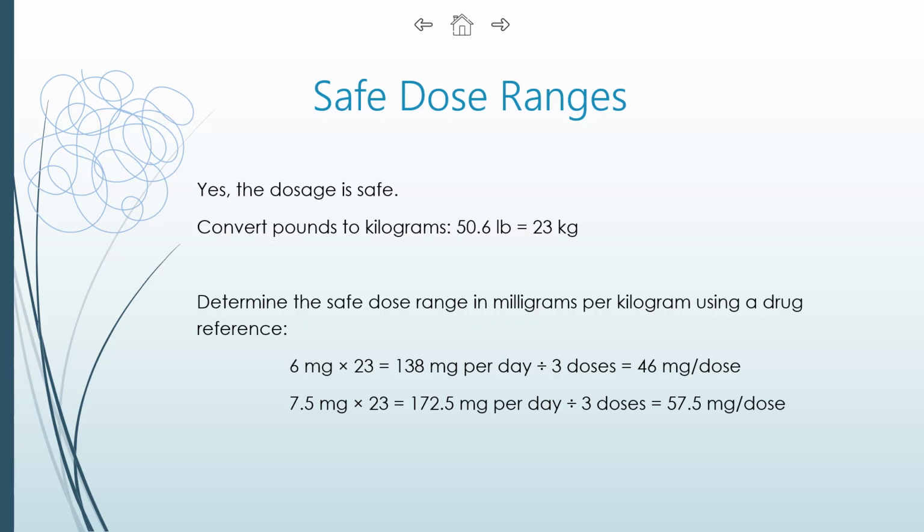Because we're giving this every 8 hours, you want to divide by 3, since 8 goes into 24 hours 3 times. So now you're going to divide these doses by 3. The first one gives you 46 milligrams per dose, and the highest dose per day gives you 57.5 milligrams per dose. The dose that you've been ordered is 50.6. Does it fall between 46 and 57.5? Yes, it does. And that means it is a safe dose to give.